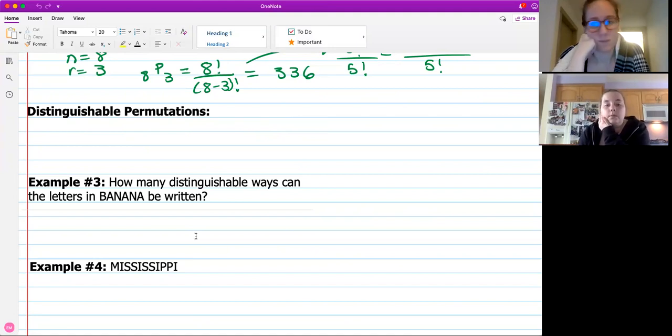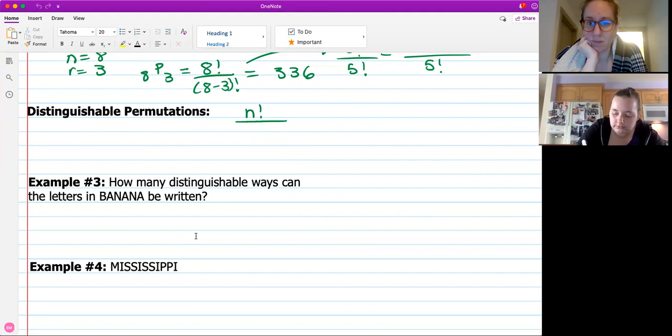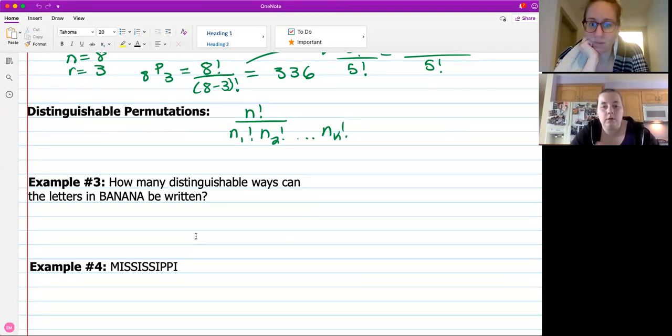Like when you have the word banana, how many distinguishable ways can you write that? And the formula for this one is n factorial over n1 factorial, n2 factorial, and then nk factorial. Now n1, n2, all the way through nk, those are going to be the number of things that repeat in your problem. So if we look at the word banana, A and N repeat, and so that's what we're going to have there.